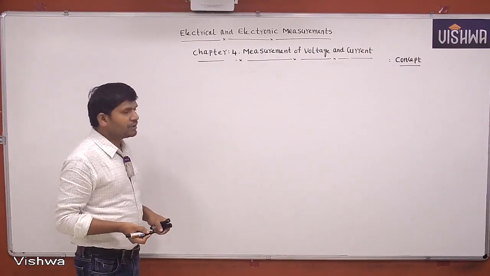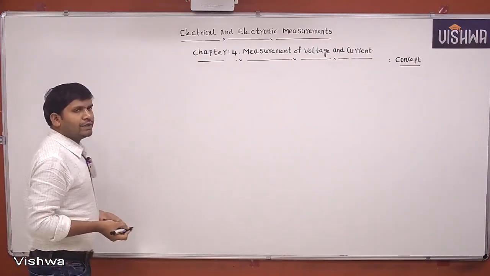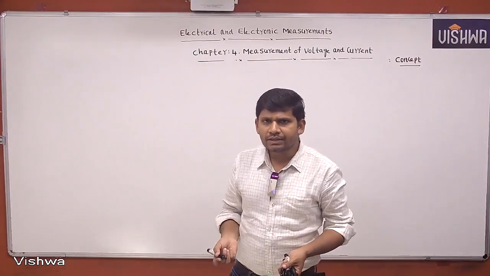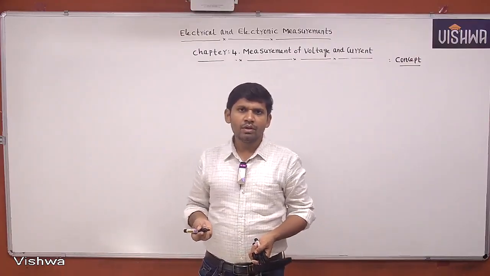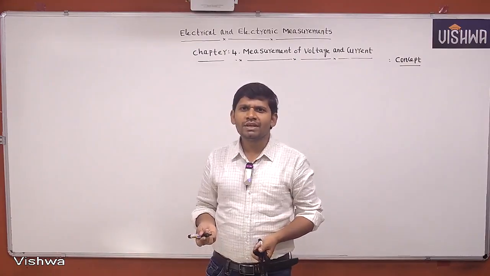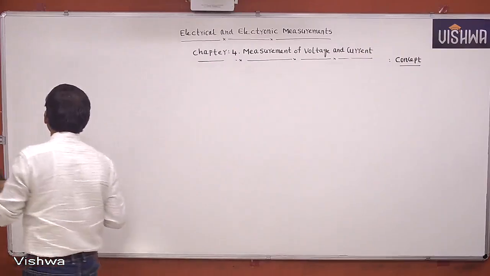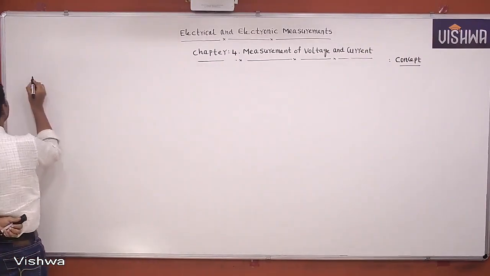In PMMC, one more concept is that to convert PMMC into an ammeter, we connect a shunt resistance. To convert PMMC into a voltmeter, we connect a series resistance. Then I want to discuss the properties of shunt resistance and the properties of series resistance, the multipliers.